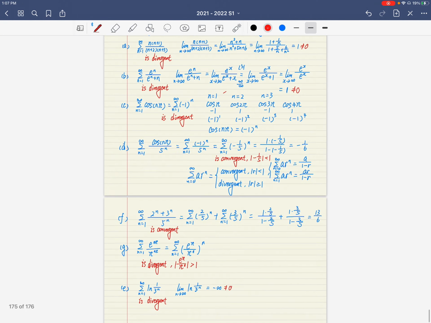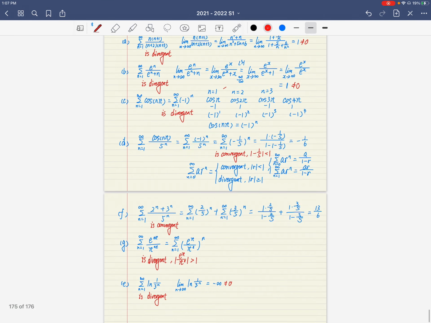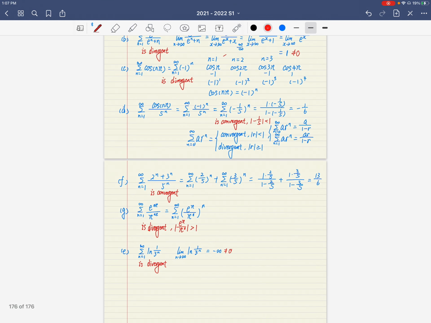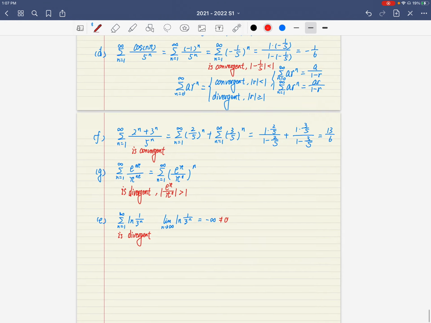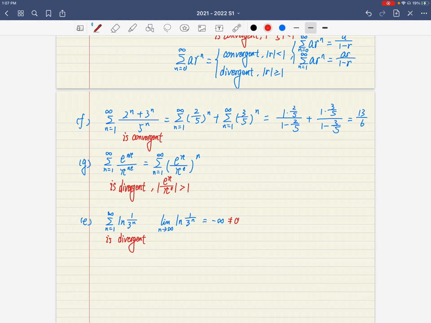So in these questions, for some we use the divergence test, and for others they are geometric series, so we just check whether the absolute value of r is smaller than 1 or greater than or equal to 1.